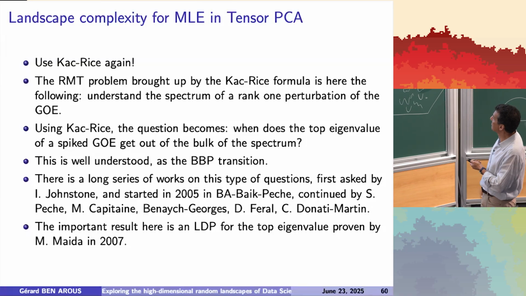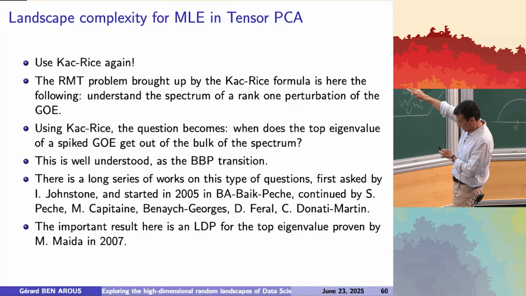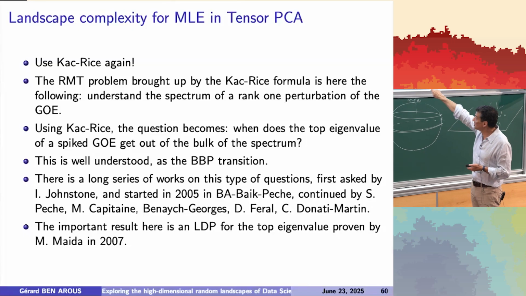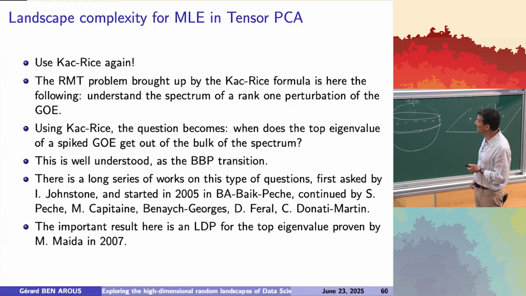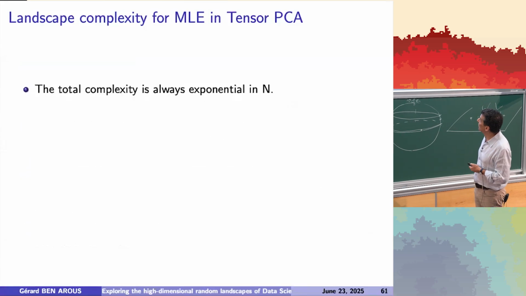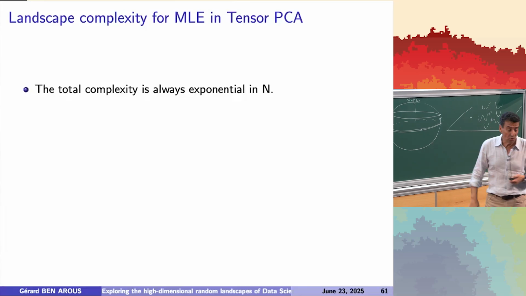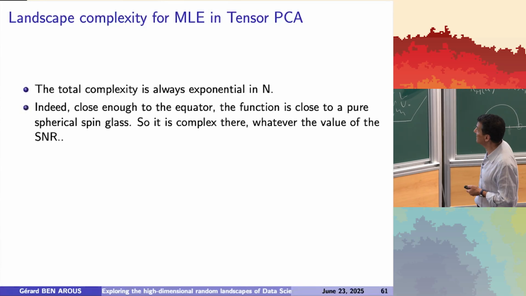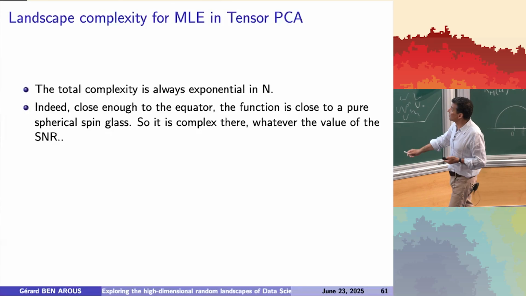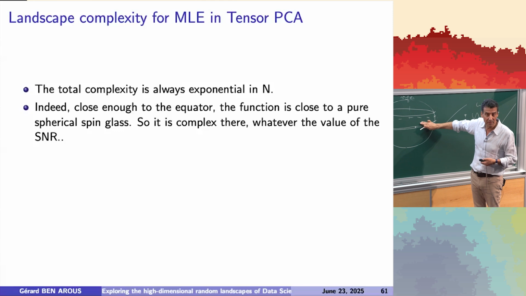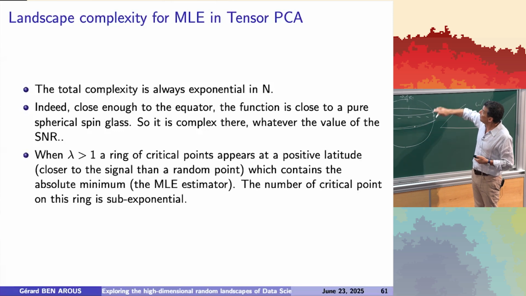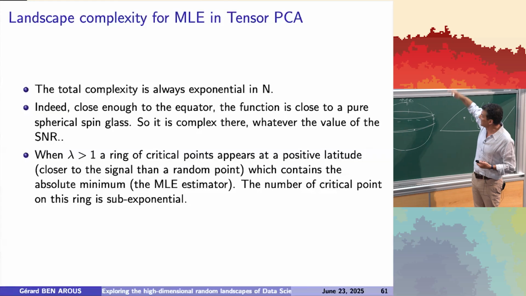Okay, so the important result here is a large deviation principle for the top eigenvalue, which was proven by Majumdar in 2007. This is what we use here. Okay, so what do we find? The total complexity of this thing is always exponential in n, because again, close to the equator, the function, as I said, is close to a spin glass, so it is very complex there, whatever the value of the SNR. When lambda is smaller than a certain constant 1, all the critical points are at the equator.